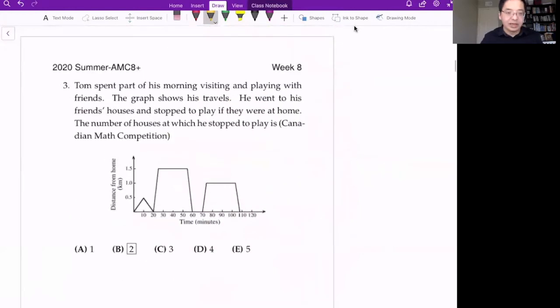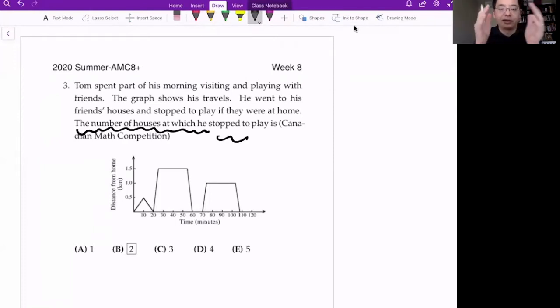Now let's look at problem number 3. So problem number 3 is a distance and time graph. This one shows the trip of Tom. So he left his home and visited some friends, and he went back home and took some rest. Okay, so it's the description of the whole trip. Now, what's the question? The question is, from this picture, can we tell the number of friends that he has visited? He has stopped to play, whatever you put it.